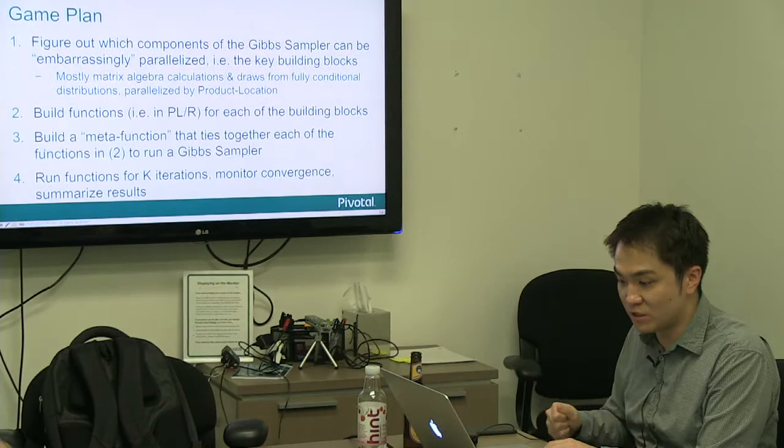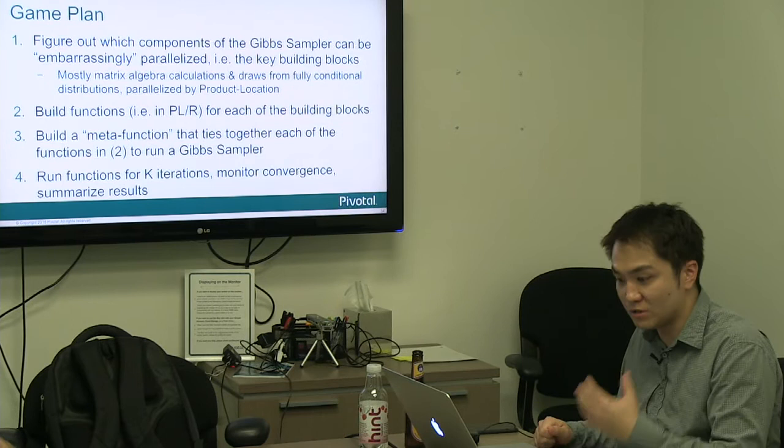And this meta function is kind of like an orchestration layer almost, where it tells which of these building block functions should be run at which point in time, and then gathers information as needed from the building block functions to aggregate and update the algorithm. And stages one through three would define one iteration of a Gibbs sampling routine inside of Greenplum. You can then run this function for k iterations, monitor convergence, and then summarize results to produce at the end of your routine.